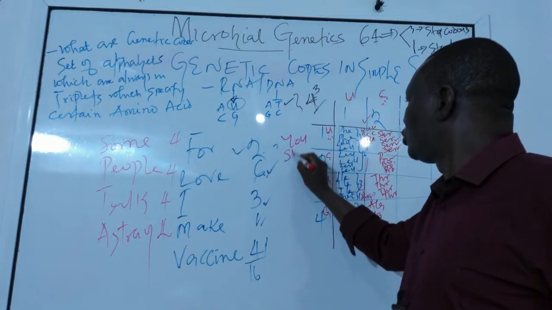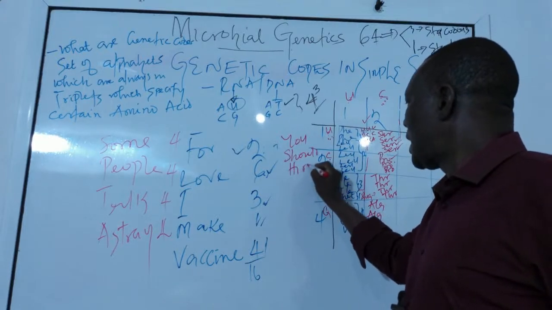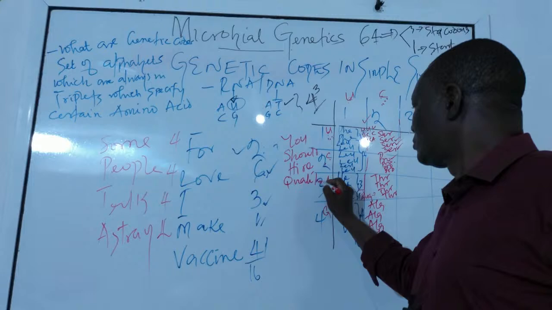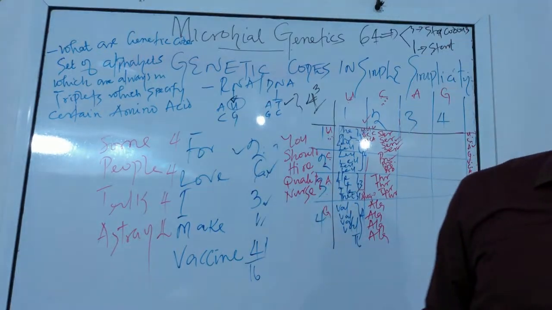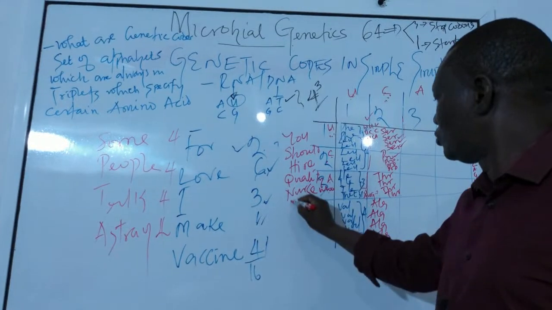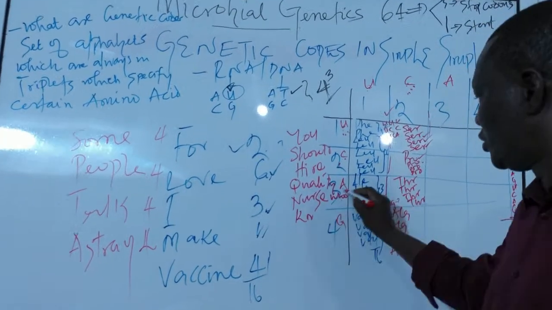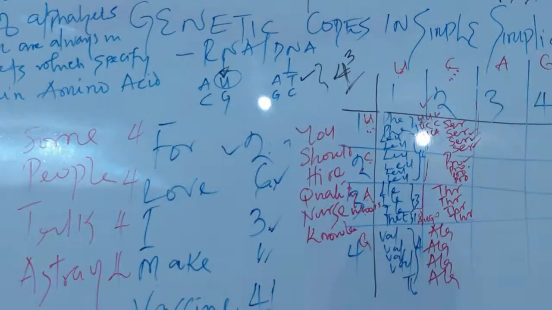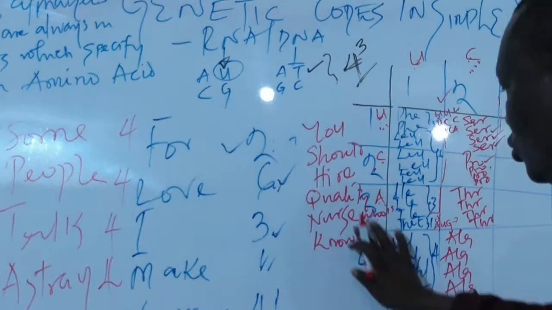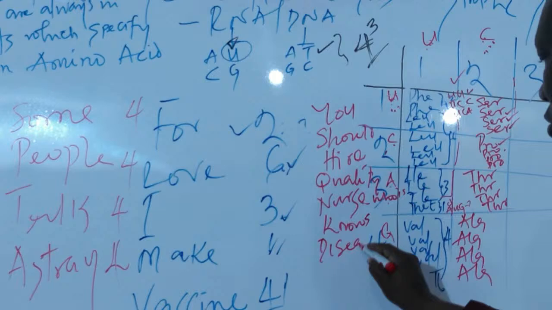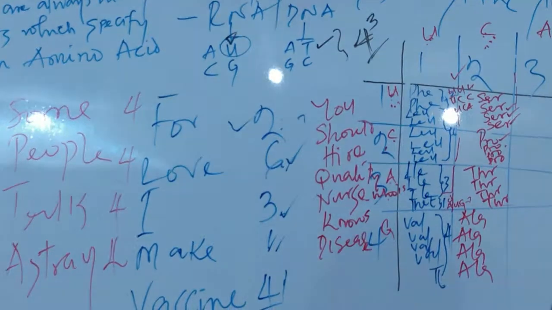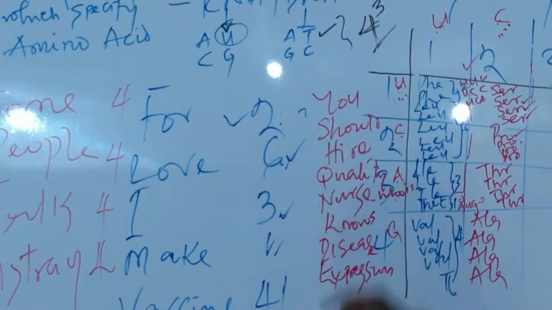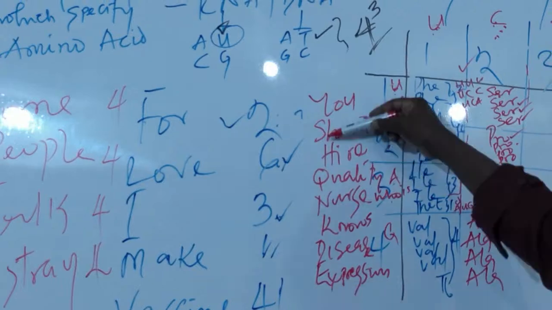So it's going to be: you should hire quality nurse, because who is knowledgeable, or who knows, let's use who knows expression. This is expression. Okay, so when you count, it should be 8. 1 2 3 4 5 6 7 8.